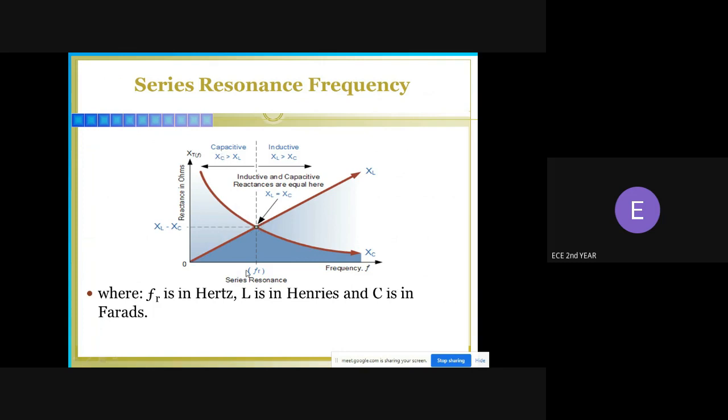From 0 to F0, the circuit will behave as a capacitive circuit. From F0 to infinity, the circuit will behave as an inductive circuit. So F0 is what you can call the resonance frequency. Here XL minus XC is the resonance condition. The frequency at which both curves intersect is called the resonance frequency.